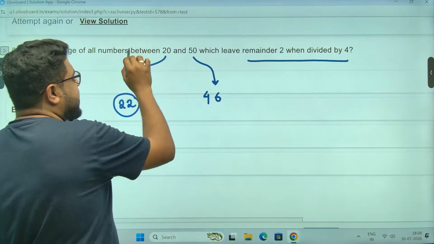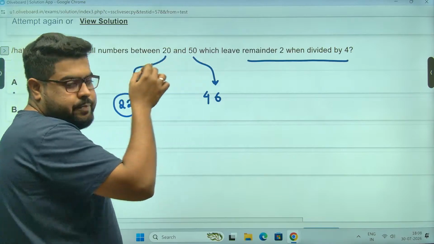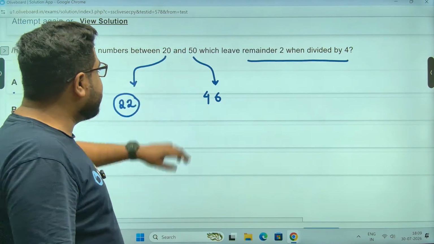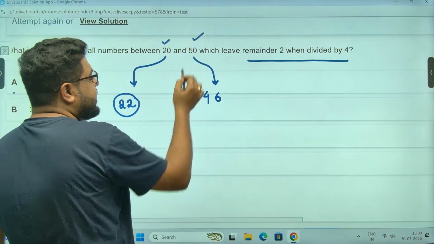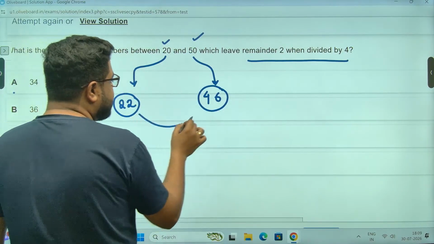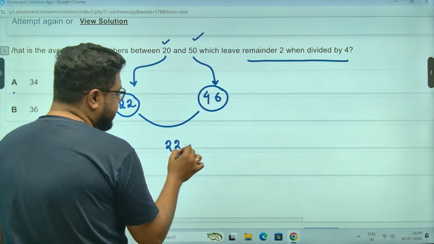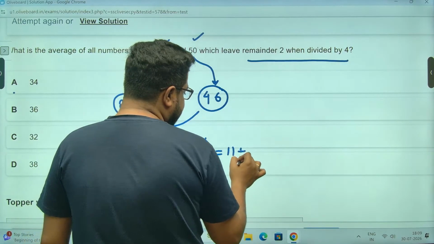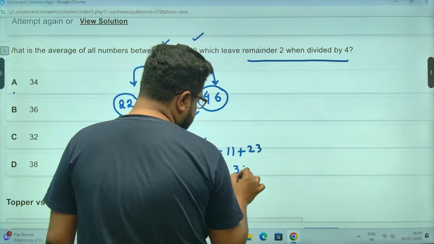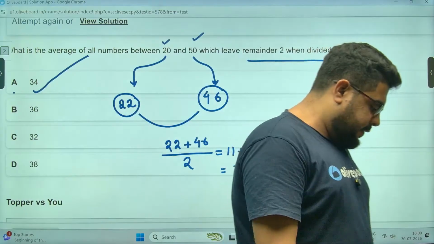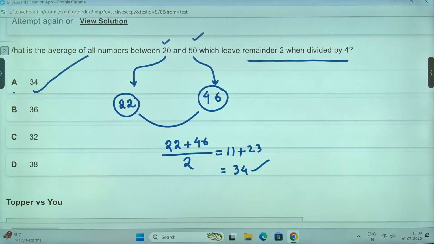If they said 20 to 50 inclusive, then I would have taken 20 as well as 50. But over here, between means these two are excluded, open interval. So 46 is last such number. So average will be average of these two because it's an AP. First plus last by 2 is the answer. 11 plus 23, that is 34, sir. 34, option A is the correct answer. 34, option number A is most definitely your correct answer.